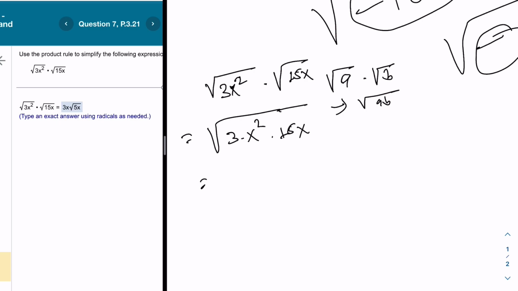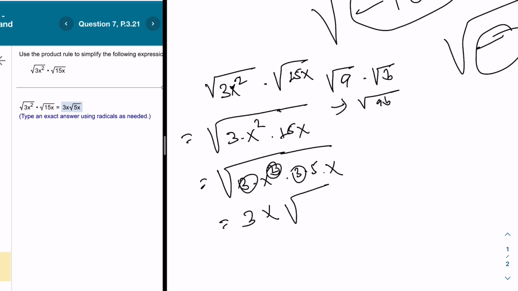Again, let's do one more step. x squared into 3 into 5. 15 can be written as 3 into 5, right? Again we have two 3s, means we have 3 squared, so one 3 will go out, and we have x squared, so one x will go out, and the remaining 5 and 5x will stay there. So the last expression we got is this.